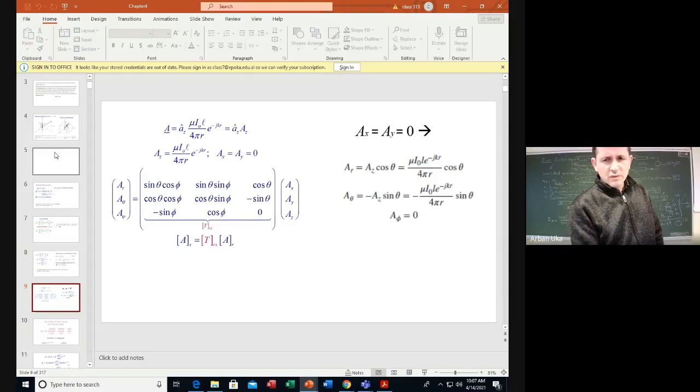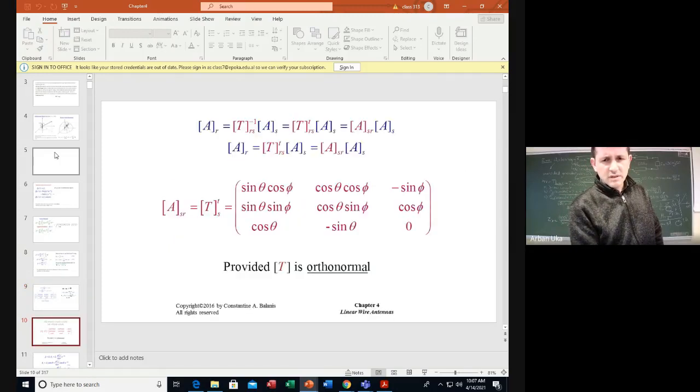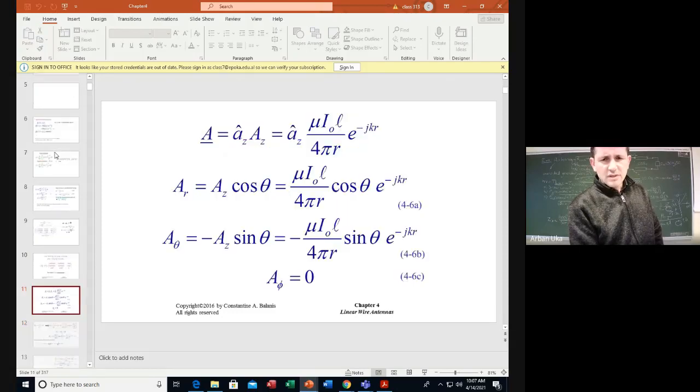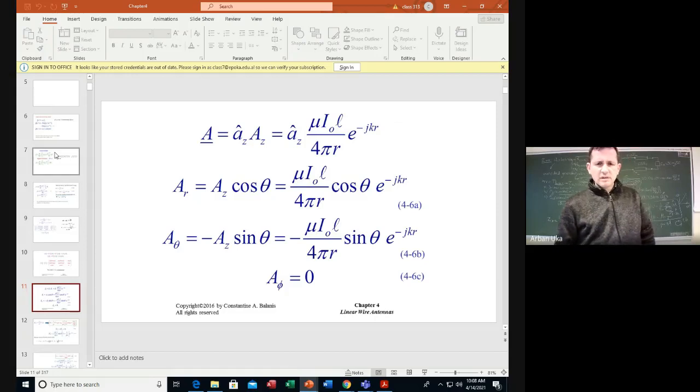So for this conversion, we just use this matrix, rotational matrix T. This T is a rotational matrix in three-dimensional coordinate system. Now the A, it was initially AZ as given in here, but if we represent also what is the AR and A theta from AZ, this is what we obtain. So AR is AZ cosine theta, A theta is equal to minus AZ sine theta, and those expressions for A are just modified by a cosine and the sine.